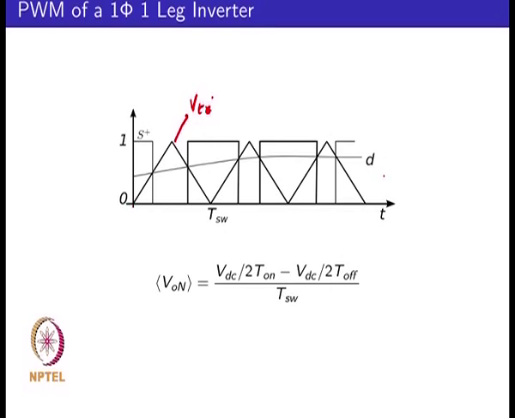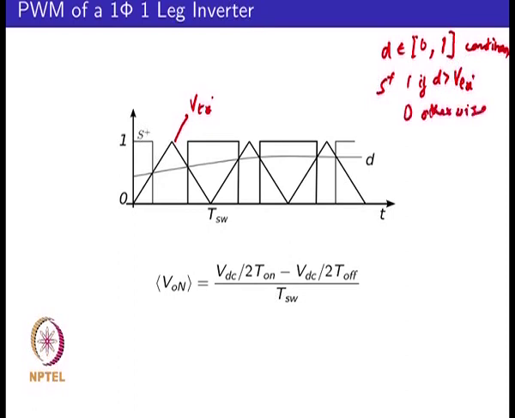The duty cycle D is a continuous signal which belongs to the range 0 to 1, whereas S plus is 1 if D is greater than V triangle and 0 otherwise. We will assume that the bottom switch S minus is essentially the complement of S plus. So when S plus has a value of 1, then S minus is 0.